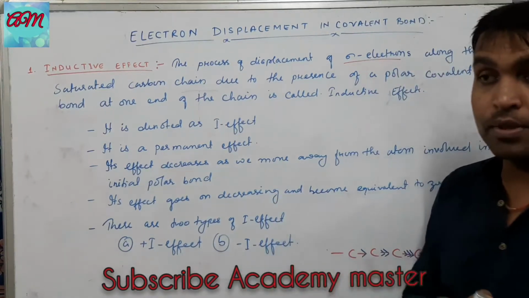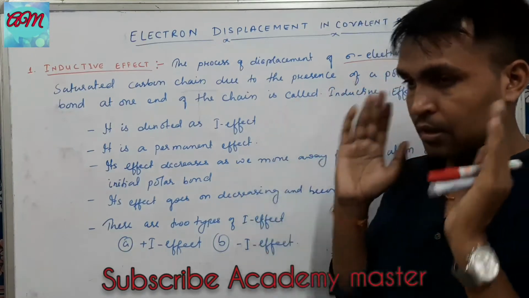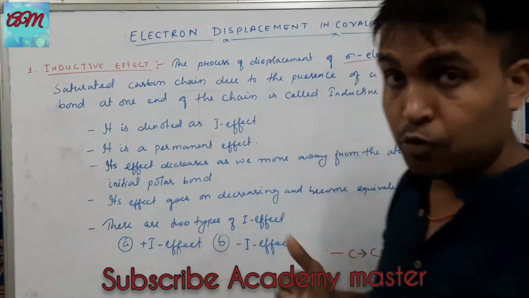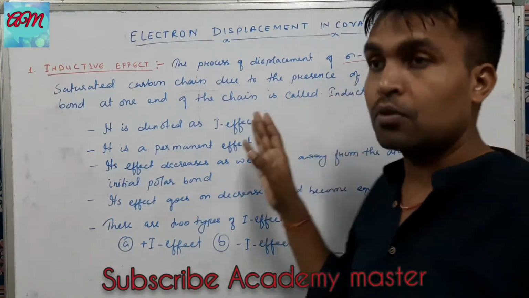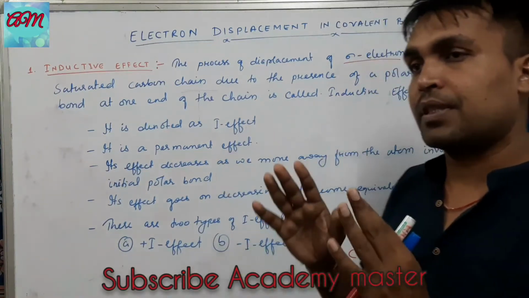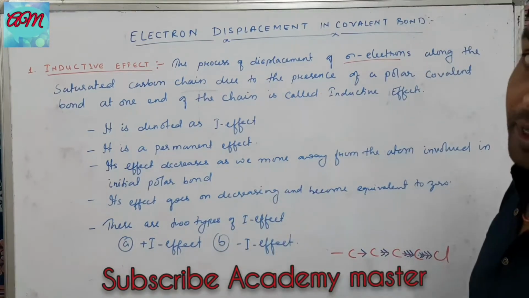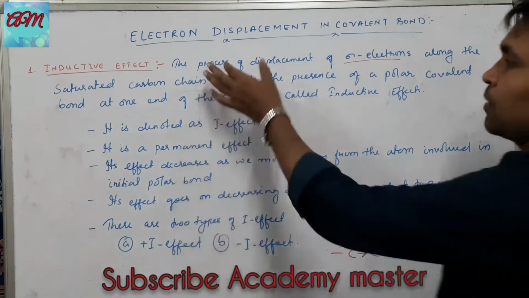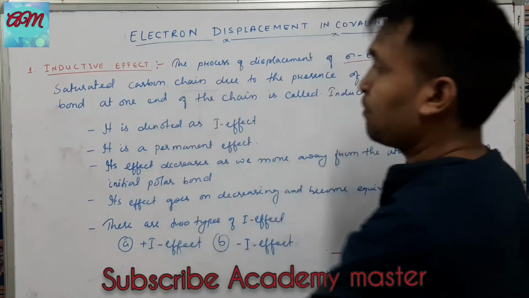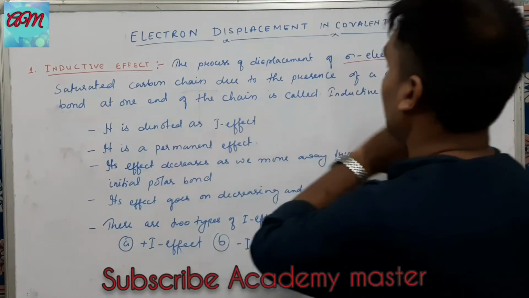Saturated carbon chain, sigma electrons, I assume you already know these. If you don't, go to my channel Academy Master and watch the previous 5-6 lectures, where I have already explained what sigma and saturated carbon are. So the process of displacement of sigma electrons along the saturated carbon chain due to the presence of a polar covalent bond at one end of the chain is called the inductive effect.